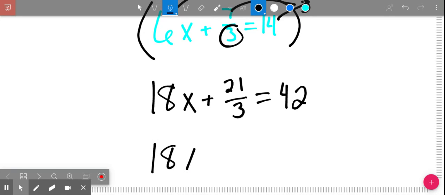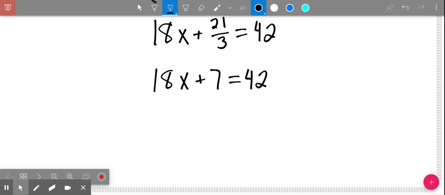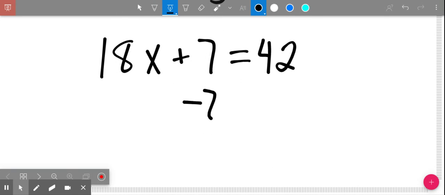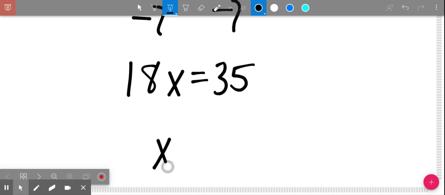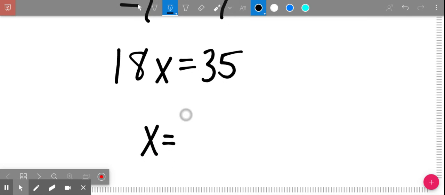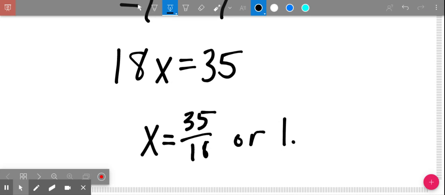So I'll have 18x plus 21 divided by 3 gives me 7 is equal to 42. And now I can actually solve like normal because now I have all whole numbers. I'm good to go. So we're going to subtract the 7. We'll get 18x is equal to 42 minus 7 gives me 35. We're going to divide out the 18. 35 divided by 18 does not simplify. So we'll just leave it as 35 over 18. Or you can write it as 35 divided by 18 gives us 1.94 repeating. So you can write it like that as well.